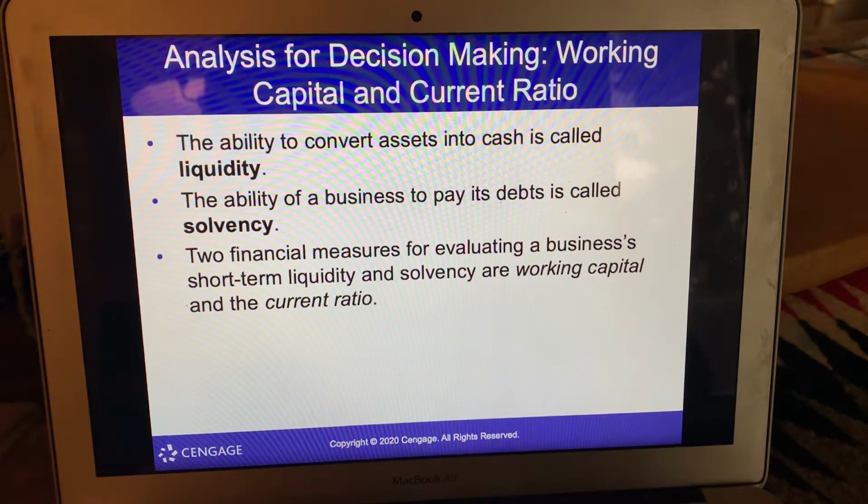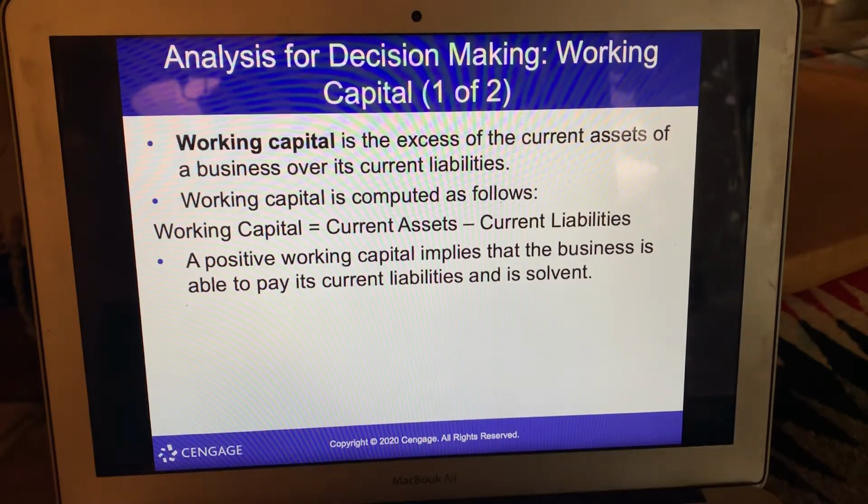So I just talked about that. So working capital is the excess of the current assets of a business over its current liabilities. So working capital is computed as follows: working capital equals current assets minus current liabilities. A positive working capital implies that the business is able to pay its current liabilities and is solvent. Okay.